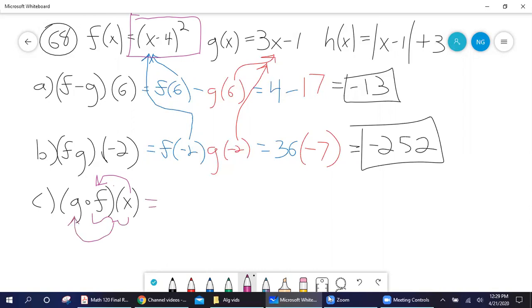So what is that going to look like? Well, the g function is 3 something minus 1. That something that I'm plugging in is the entire f function. x minus 4 squared. And we can go ahead and just leave it like that.